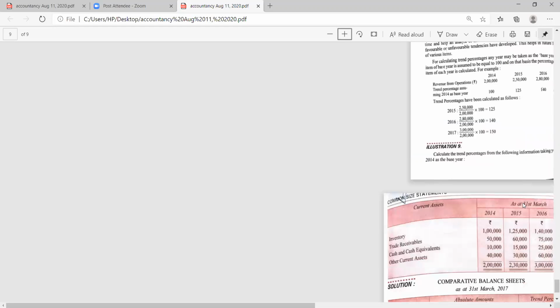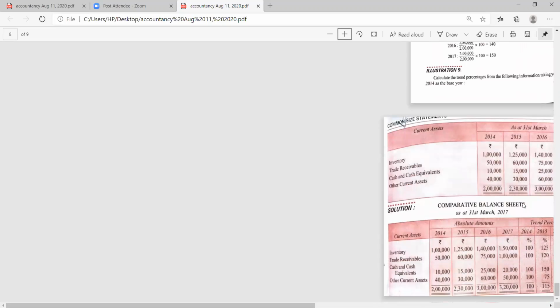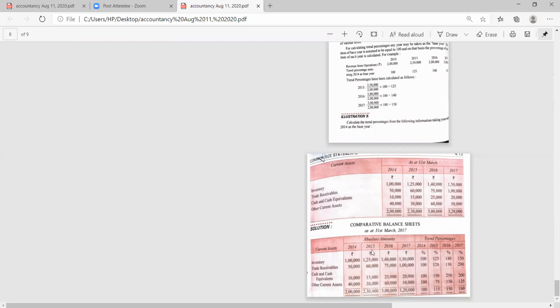Trend percentage analysis is that type of statement in which, when you see the format, it will be more clear to you. The absolute amounts of more than 2 years are given to you. There are 4 years of data given to us: 2014, 15, 16 and 17. And we have to calculate all the absolute amounts as per the trend.